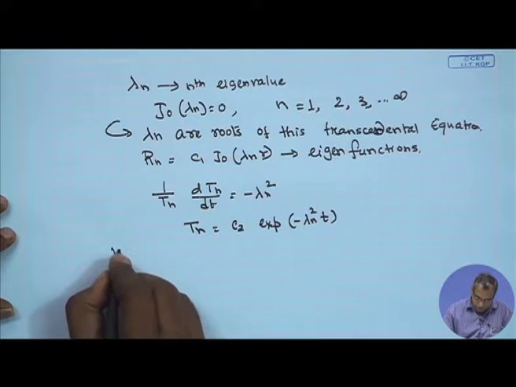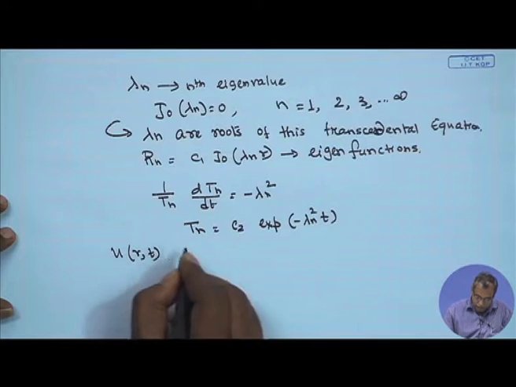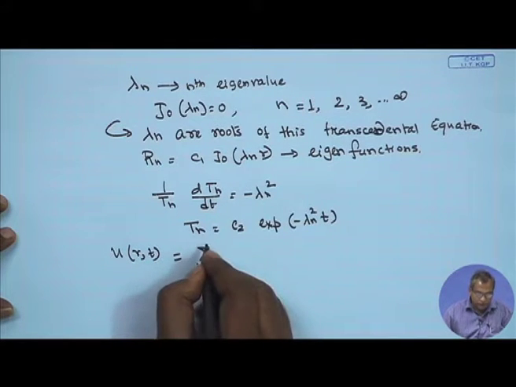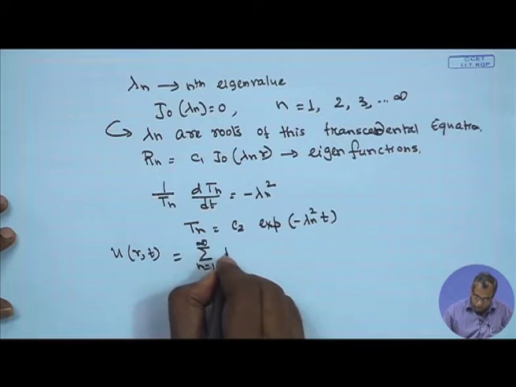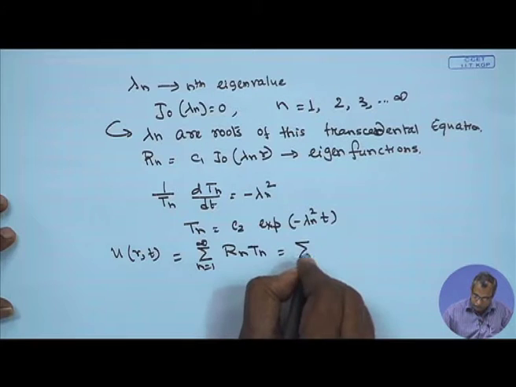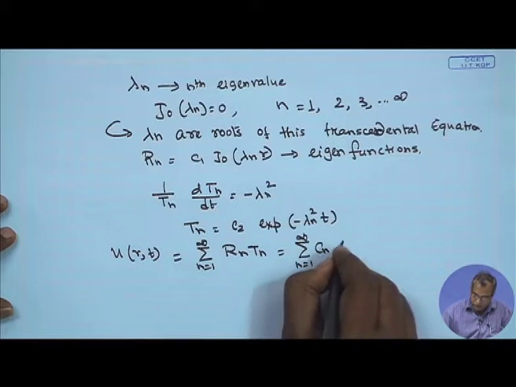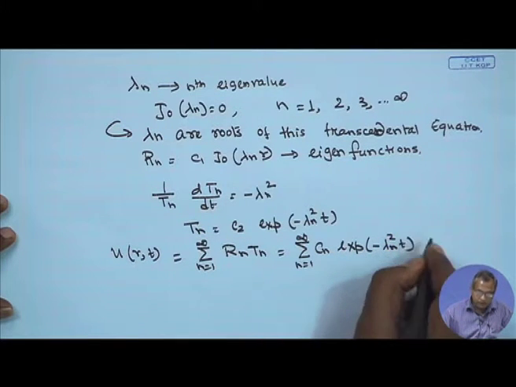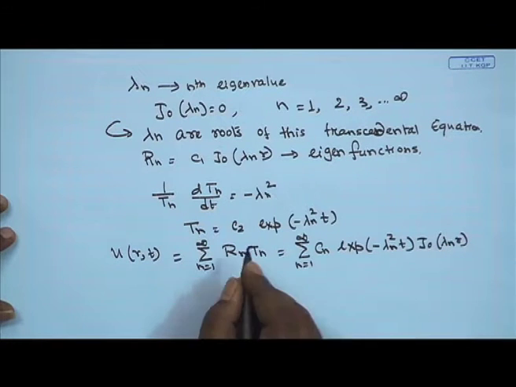Therefore, u as a function of r and t, we can construct the complete solution by superposing all the individual solutions corresponding to every eigenvalue and eigenfunction. So, this will be C1 into C2, which will be multiplied with Cn, n is equal to 1 to infinity, exponential of minus lambda n square t, J0(lambda n r). Okay.